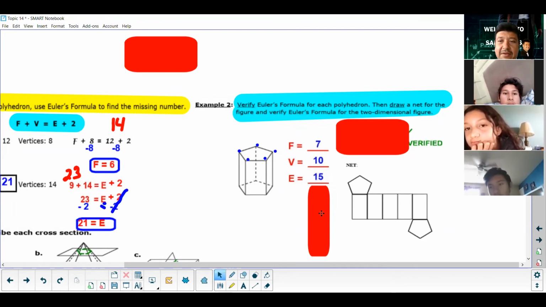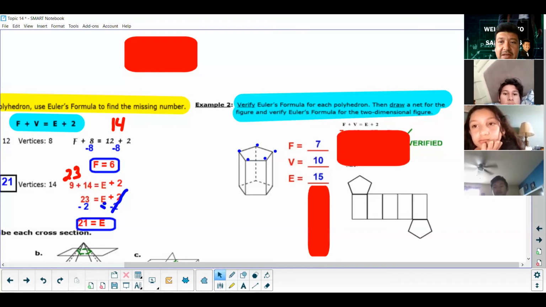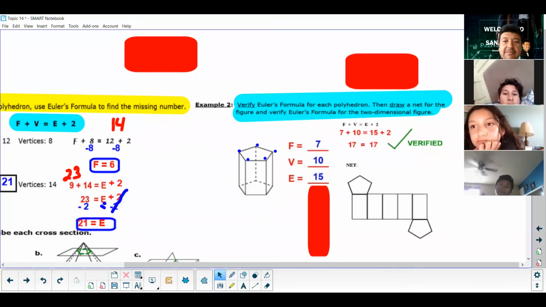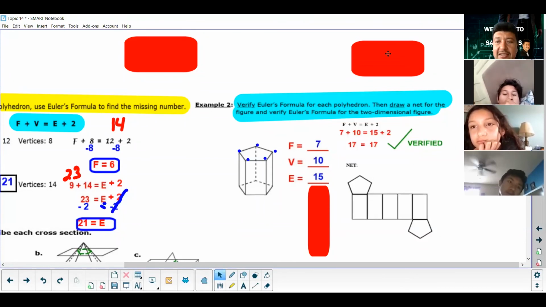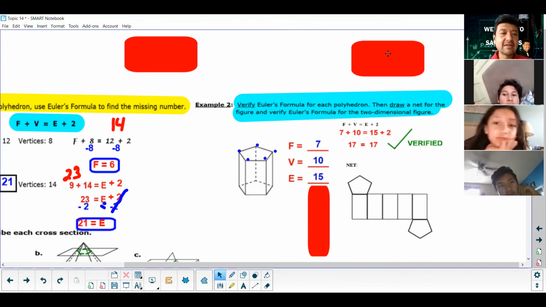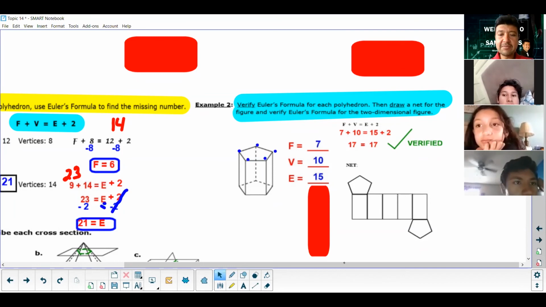So if you're going to verify, what would you do? Well, I'll just get the formula and plug in the amounts and see if the answers are equal. So 7 plus 10 is 17, and 15 plus 2 is 17. So it verifies, right? And is this the correct net that's drawn for the figure? Yeah, because it shows it in a 2D shape, like if you cut it all apart and laid it flat on a table, it would look just like this. All right, good. Now let's go to the next one.